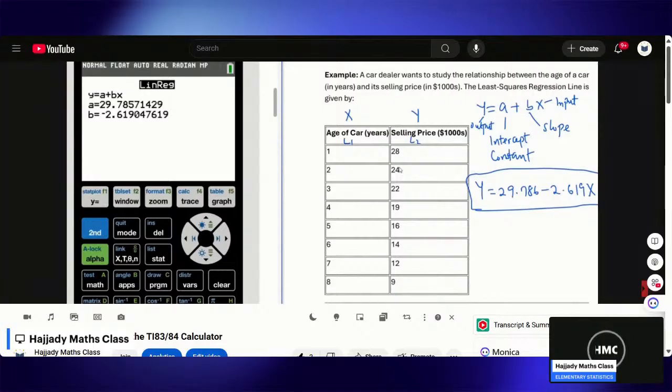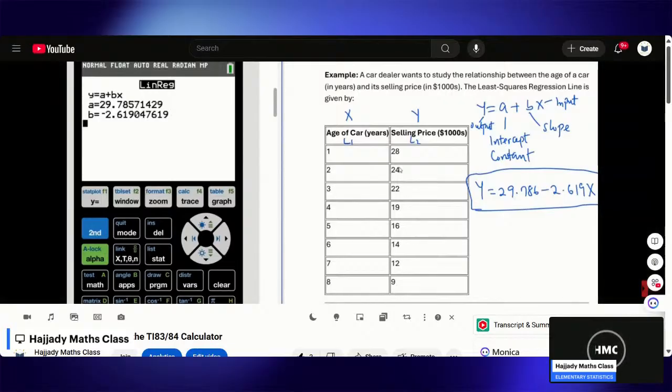So if you want to interpret this, it means for every unit increase in the age of the car, the price of the car will decrease by 2.619. Or alternatively, you can say 261.9%. So that is going to be the decrease in the price of the car.